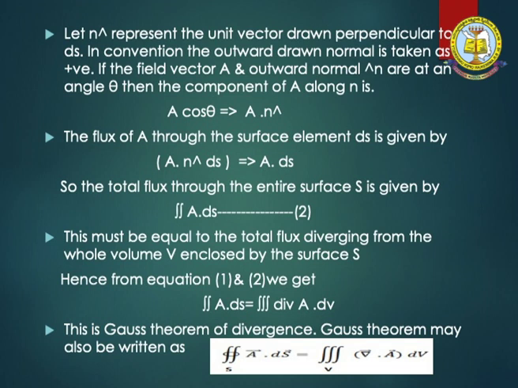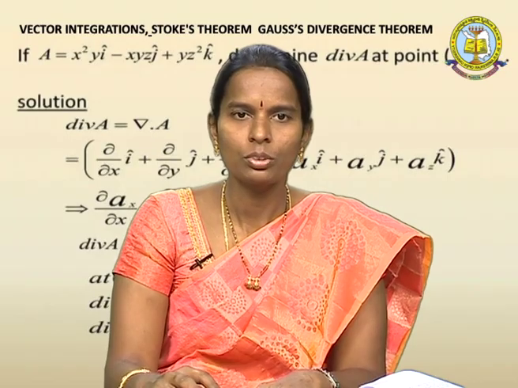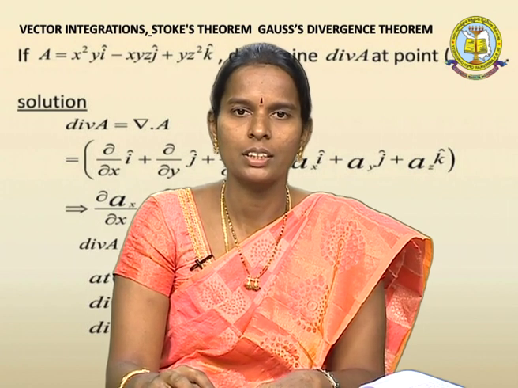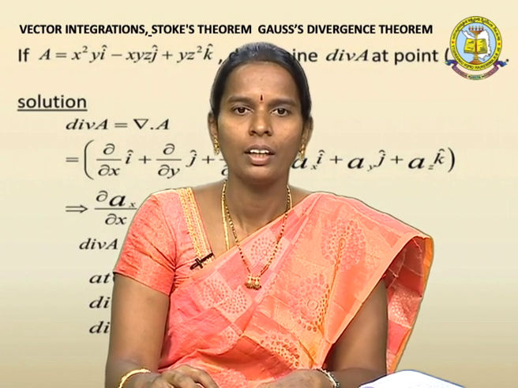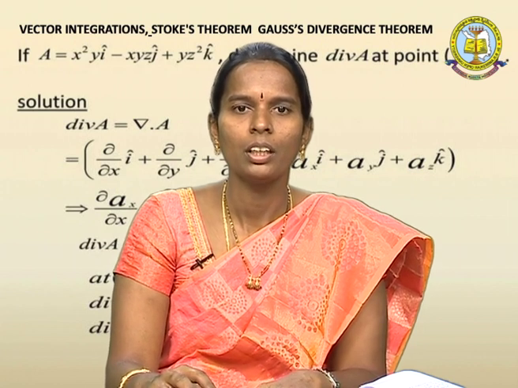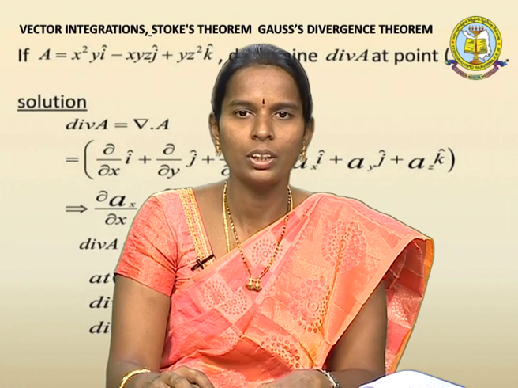By convention, the outward drawn normal is taken as positive. If the field vector A and the outward normal n cap are at an angle theta, the component of A along n cap is A dot n cap equal to A cos theta. The flux through the surface element ds is given by A dot n cap ds, equal to A dot ds. So, the total flux through the entire surface S is given by the surface integral of A dot ds. This must be equal to the total flux diverging from the whole volume V enclosed by the surface S.